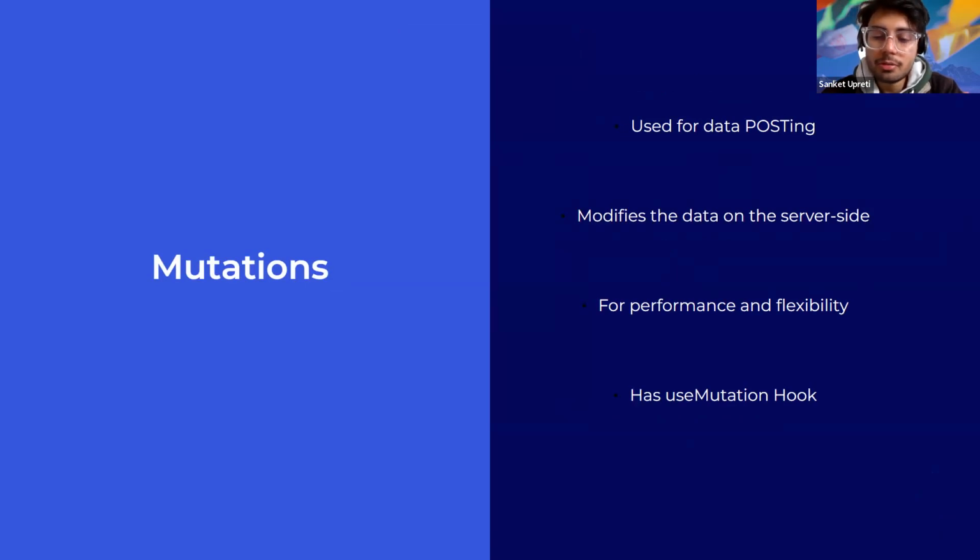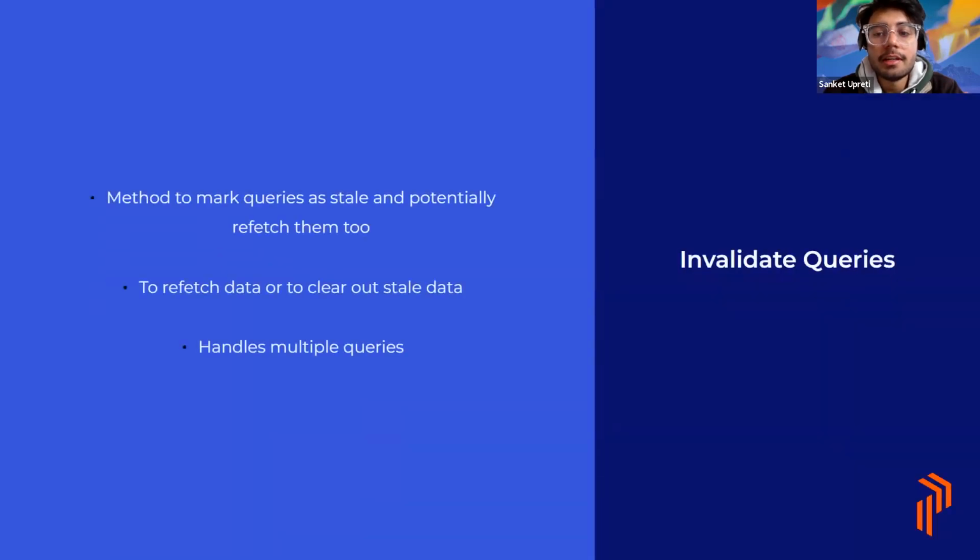The useMutation hook, which React Query provides by default, is used for this purpose, and it modifies the data on the server side for performance and flexibility. When we call it, it gives us the data, so we can already use the data and show the result automatically through the use of invalidateQueries.